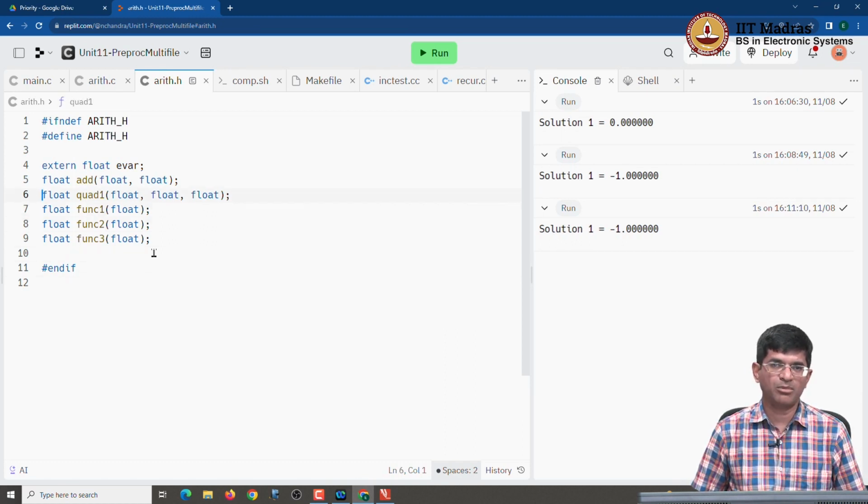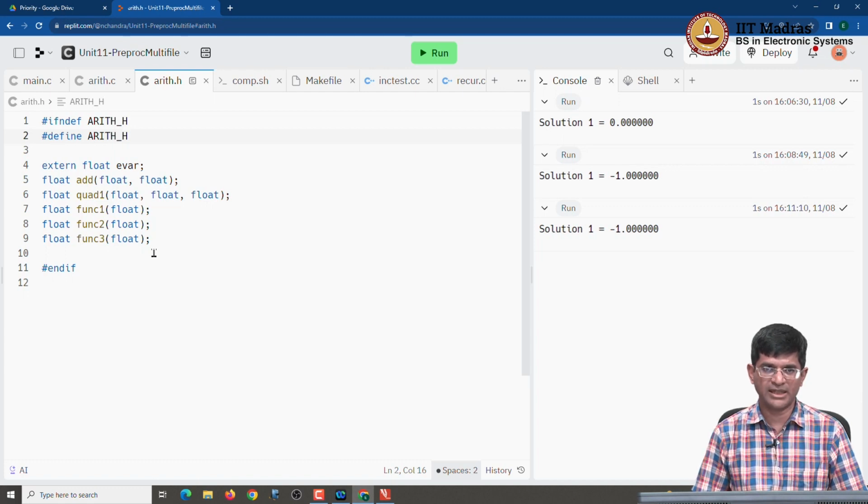In other words, what has happened over here is I first check for a parameter arith underscore h. It's just a named parameter, I'm not looking for its value. I check if it has been defined. If it's not, what it tells me is that in this chain of macro expansion that I have done so far, I have not encountered arith underscore h before. I have not included this file ever. But the first time I include it, it promptly goes ahead and sets arith underscore h.